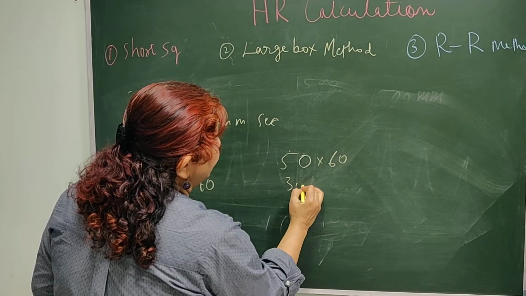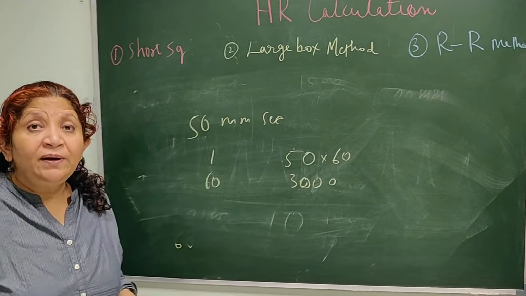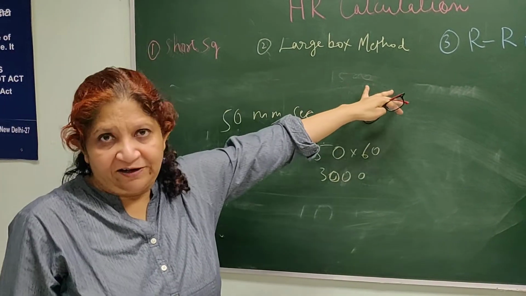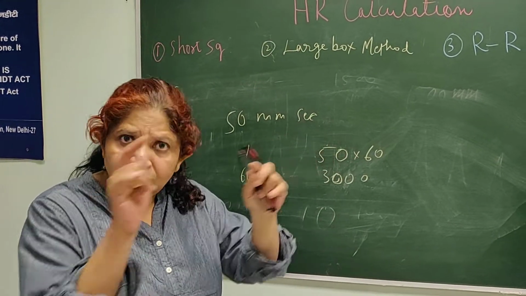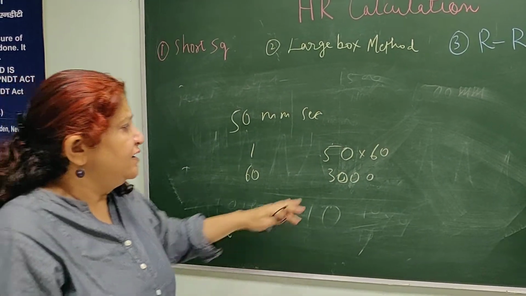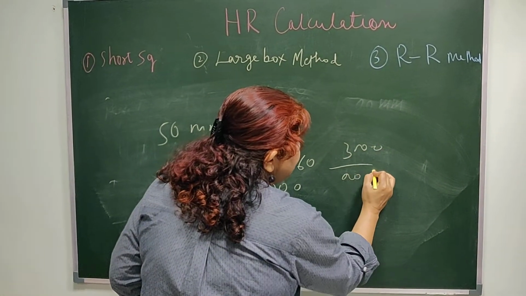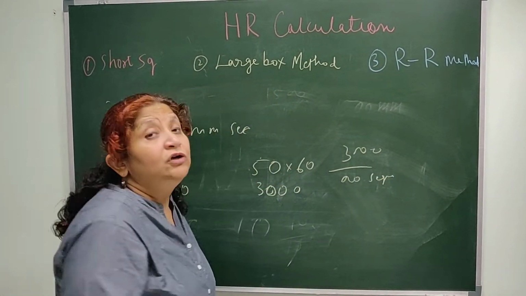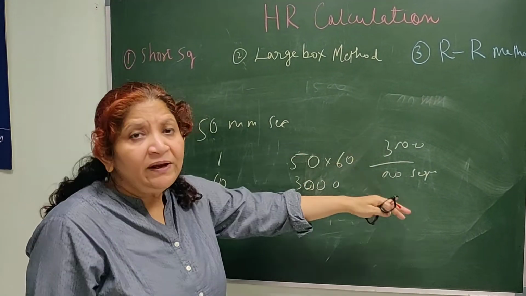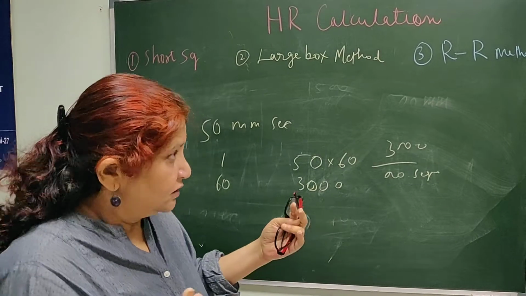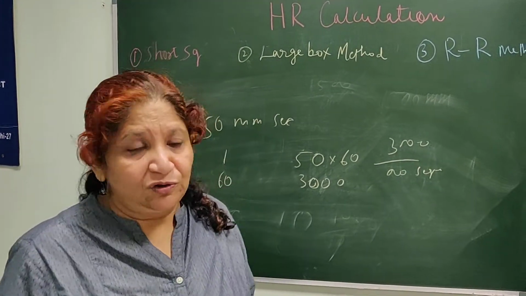So, this will be 3000, just the double of the 1500, right? Again, you will do the same. You will calculate the number of small segments between the two RR intervals in the short square method, and divide 3000 by the number of small segments. Then you calculate similarly for the large boxes also, okay.